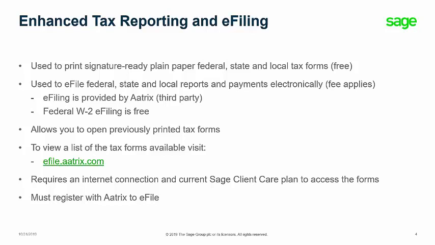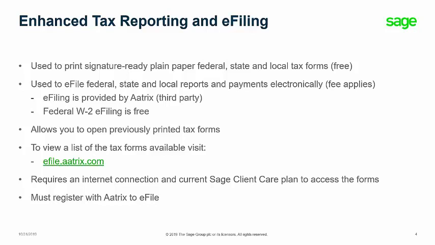You will be able to see the numbers on the forms, but you will not be able to print the information to be submitted to the appropriate agency because of the watermark. You do have to sign up with Atrix if you choose to e-file the forms. You must sign up for e-filing with Atrix even for the free federal e-filing.